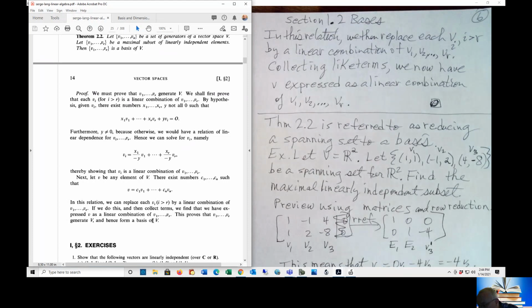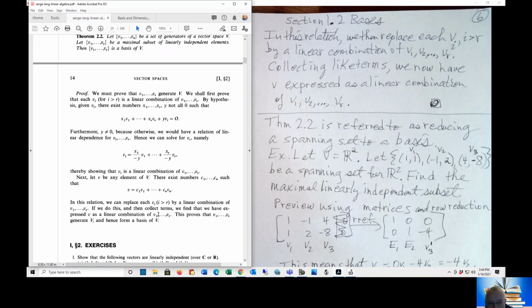Hence, they're linearly independent. Now we've also proven that they span the vector space. Therefore, v1 through v sub r form a basis for the vector space. Now, this theorem, as I said earlier, 2.2, is referred to as the means by which we can reduce a spanning set to a basis. Okay? And I'm going to close this video with the following example.